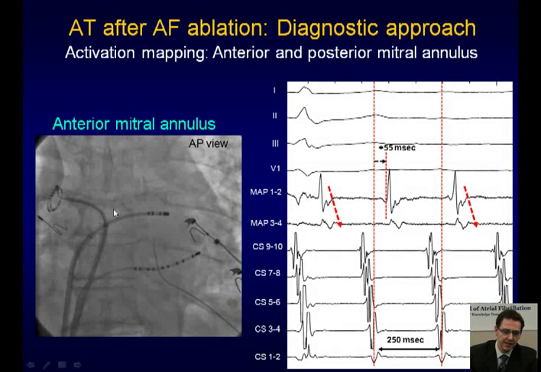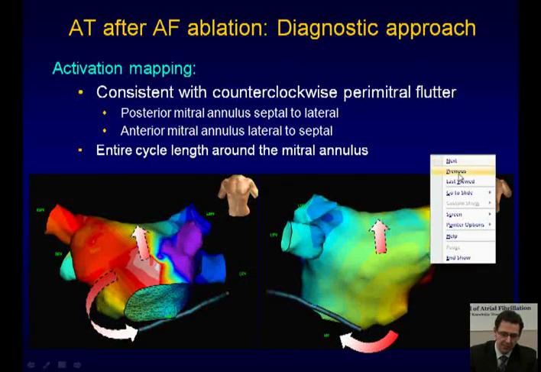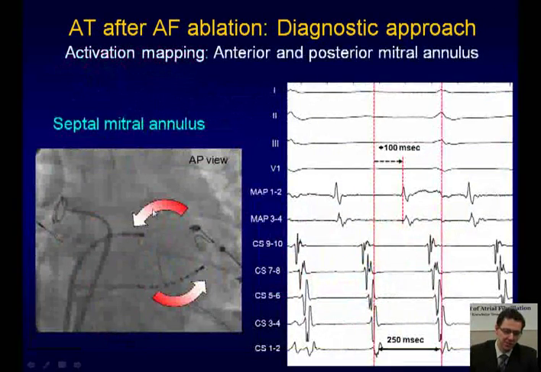By redrawing this catheter more on the septal aspect of the mitral annulus, you can see that the signal recorded is even later, showing that the activation in that case is from septal to lateral on the posterior aspect and lateral to septal in the anterior aspect. This is all consistent with a counterclockwise perimitral flutter, and also the entire cycle length was found around the mitral annulus, and you can see that both the anterior wall and posterior wall of the left atrium were activated from bottom to top.